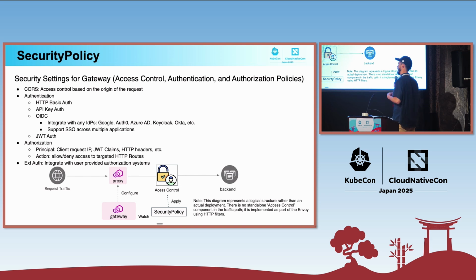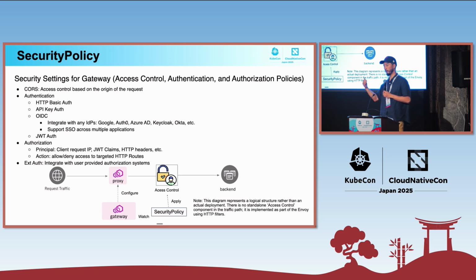Okay, security policy is all about access control. You can define who can access your system, how they prove who they are, and what they can do. Of course, you can control which origin can access your API. For authentication, we have HTTP basic, API keys, OIDC, JWT authentication, and also fine-grained authorization. You can do it based on client request IP, JWT claim, HTTP headers, and you can allow or deny access to a specific route on the route level.